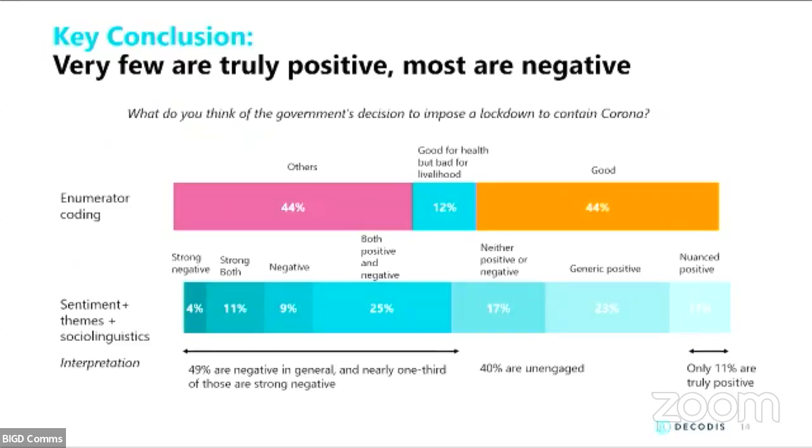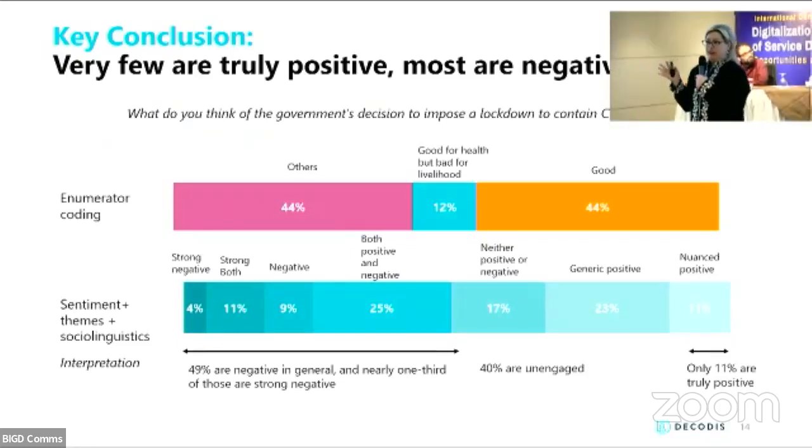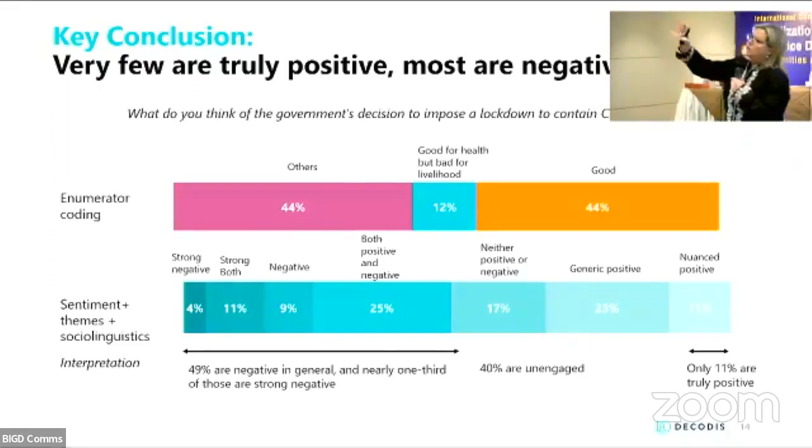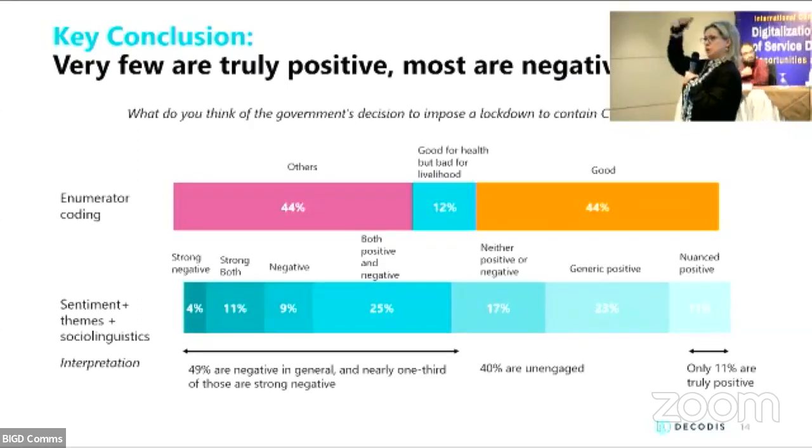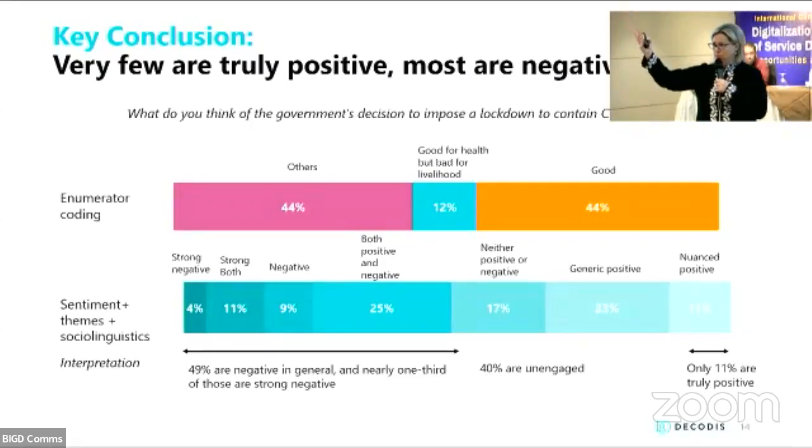If we look at how these enumerators coded this response, you end up with a reasonably okay picture. You know, 44% said the government decision was good. A small percentage said, well, it's good for health, but bad for livelihoods. And then there's this really ambiguous others. So what do we get from that?